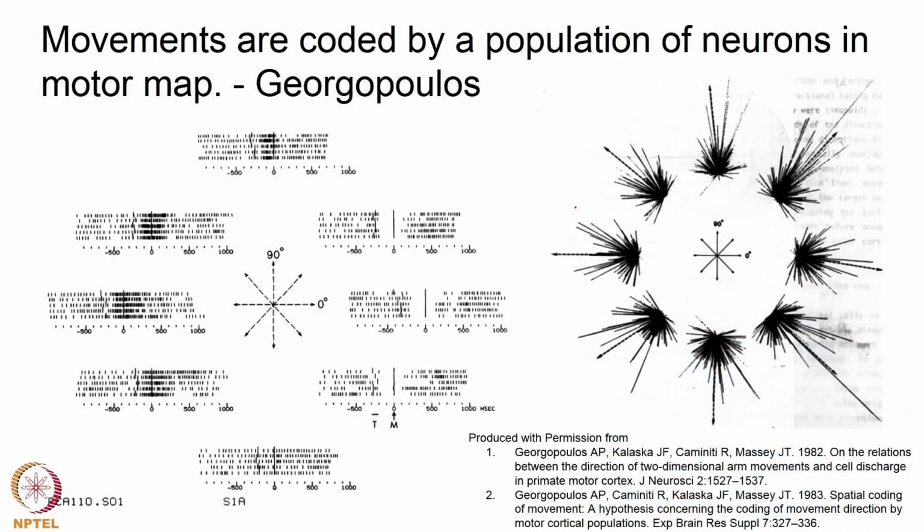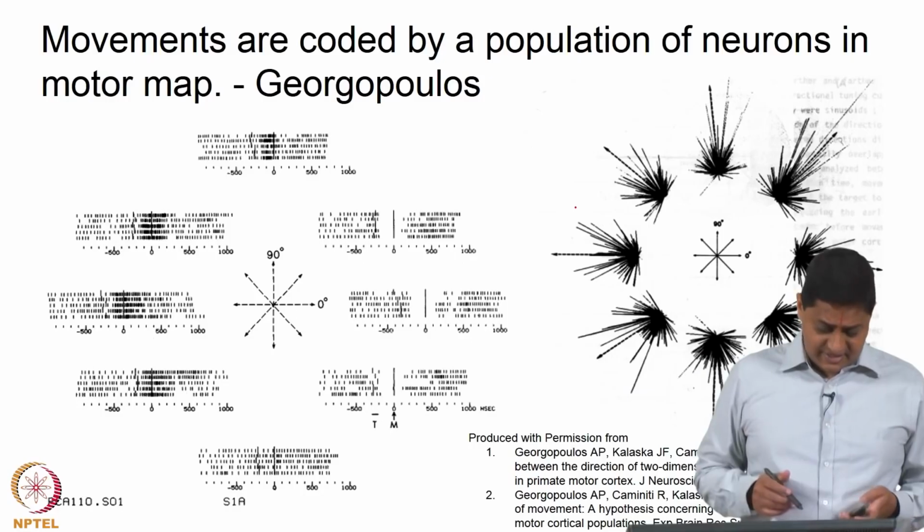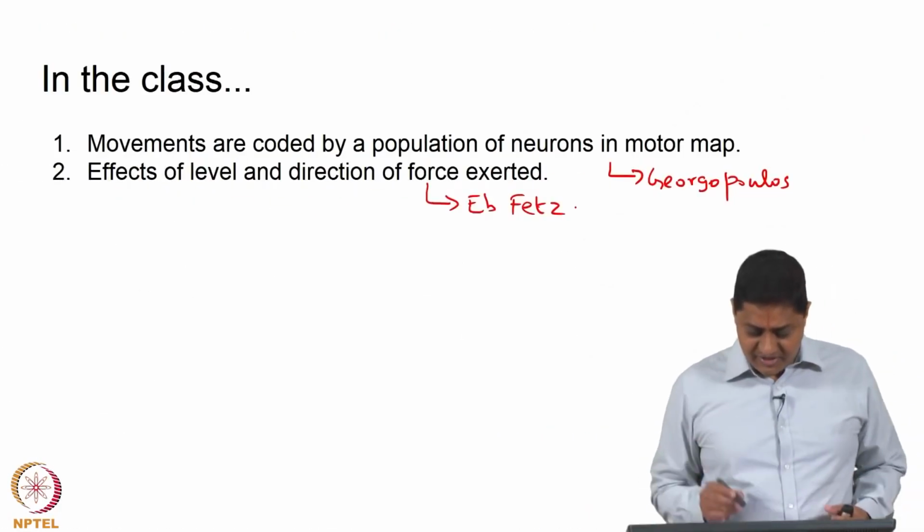So, in the 1980s, Apostolos Georgopoulos and his colleagues did an experiment. Such experiments are still being performed, a very popular paradigm. So, let me try and explain the paradigm first. This paradigm is called the center out reaching task. So, what is this? Let me explain.